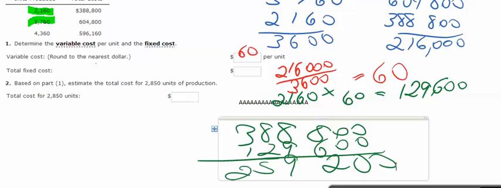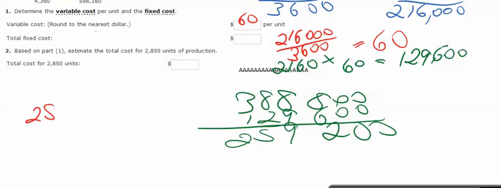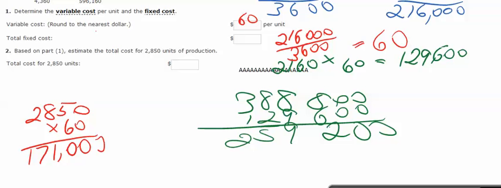If we go on now to part number 2, it says, based on the information for part 1, estimate the total cost of 2,850 units of production. We can make that calculation. I'll need to take my $60 per unit, 2,850 times 60, $171,000. That would be the total variable cost associated with that level of production.